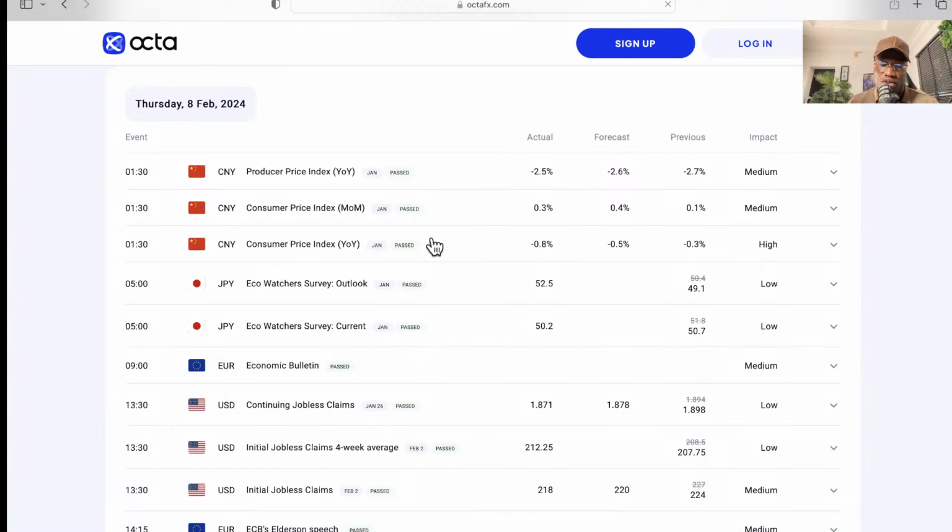The economic calendar shows you what's going on economically in different countries, right? And how it impacts the currencies of that country, right? So you have CNY, which is the Chinese yuan, which obviously this report is going to be coming from China. We have JPY, which obviously this report is going to be coming from Japan.